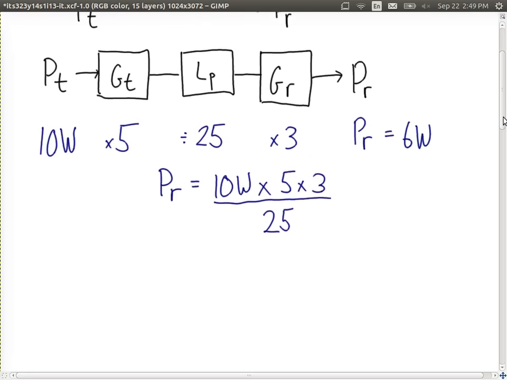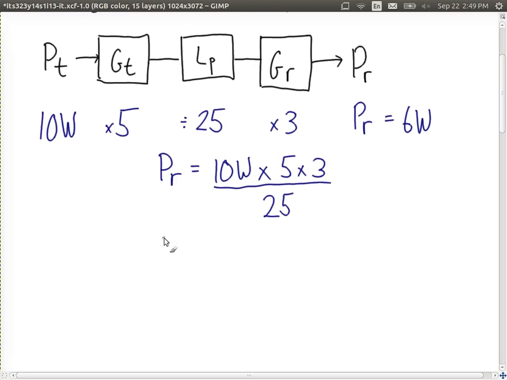You may see, in general, we could say that PR is the transmit power, PT, multiplied by the gain of the transmit antenna times the gain of the receive antenna divided by the path loss. And we'll use this general equation, and I'll show it to you in a moment.